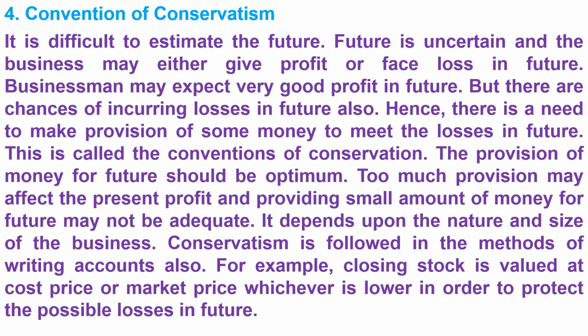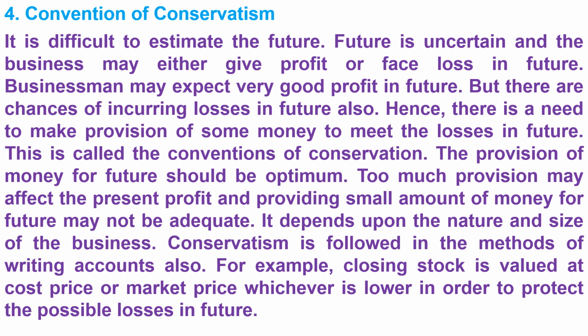4. Convention of conservatism. It is difficult to estimate the future. Future is uncertain and the business may either give profit or face loss in future. Businessman may expect very good profit in future. But there are chances of incurring losses in future also. Hence, there is a need to make provision of some money to meet the losses in future. This is called the convention of conservatism.